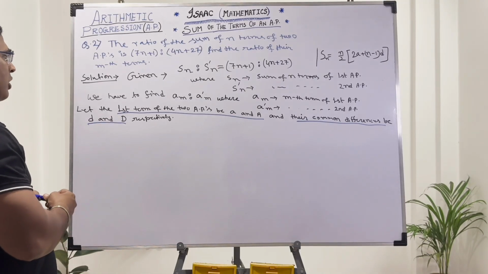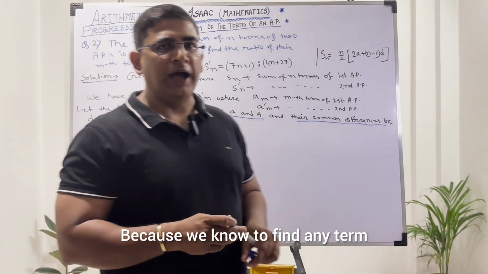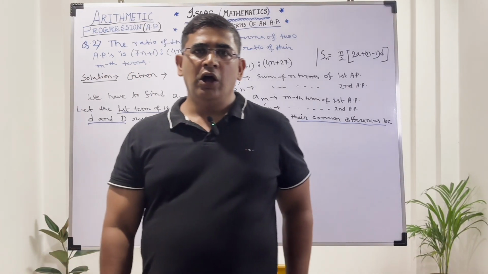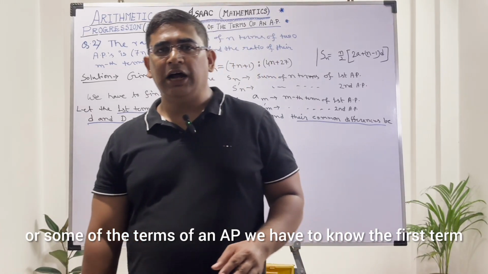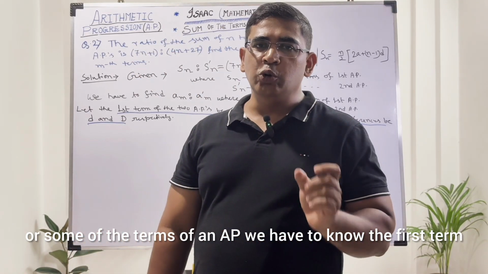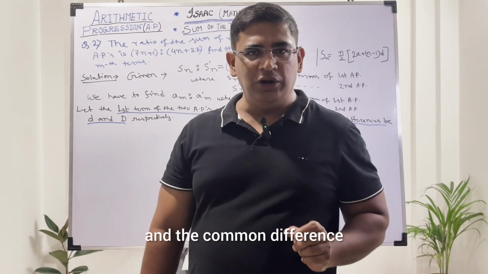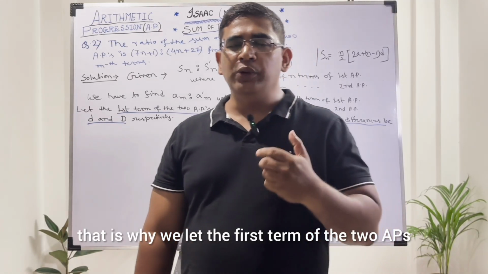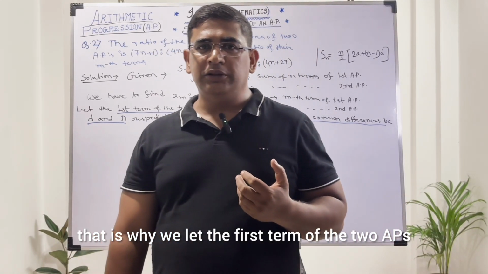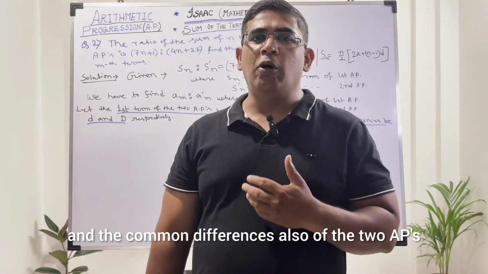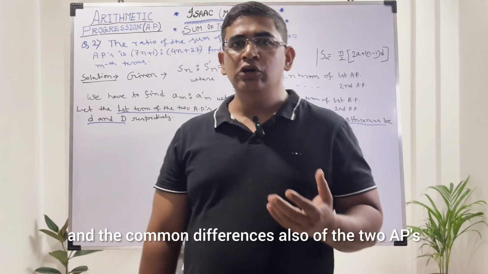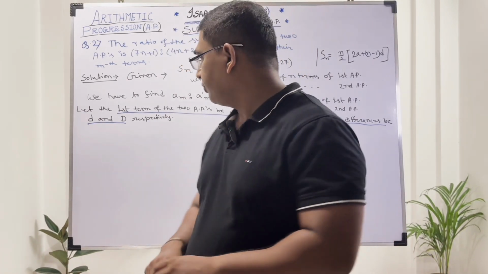Okay. Because we know to find any term or sum of the terms of an AP, we have to know the first term and the common difference. That is why we let the first term of the two APs and the common differences also of the two APs. Okay.